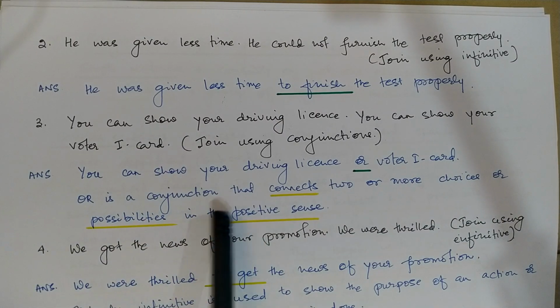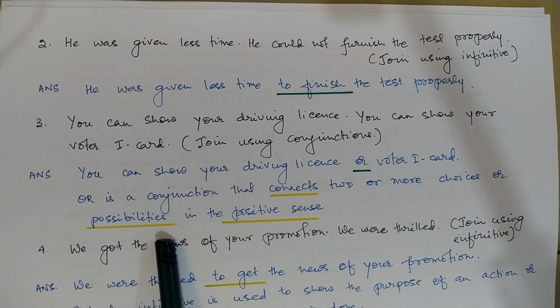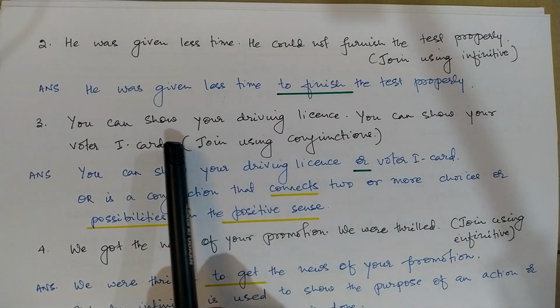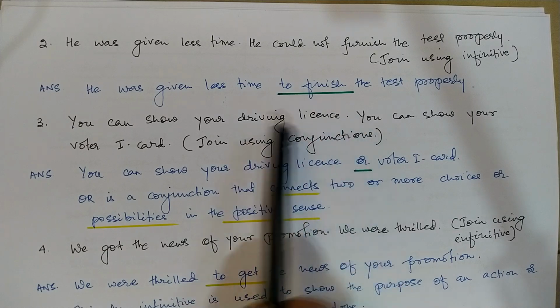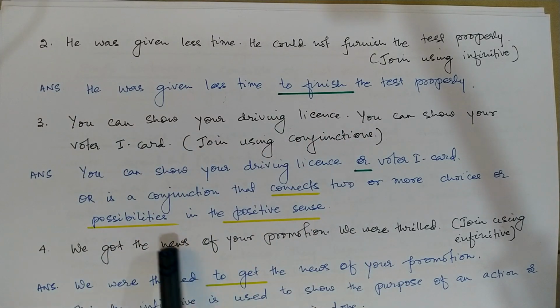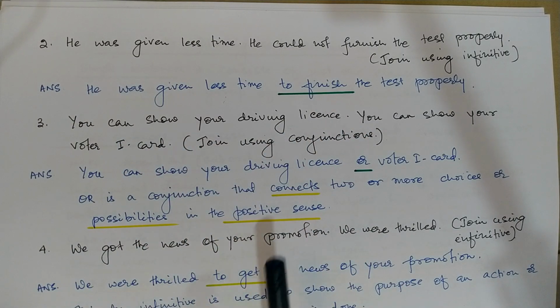Or is a conjunction that connects two or more choices or possibilities in the positive sense. That means you can either show your driving license or you can show your voter ID card. Both driving license and voter ID card come under possibilities in the positive sense. That is why they are joined by the conjunction or.